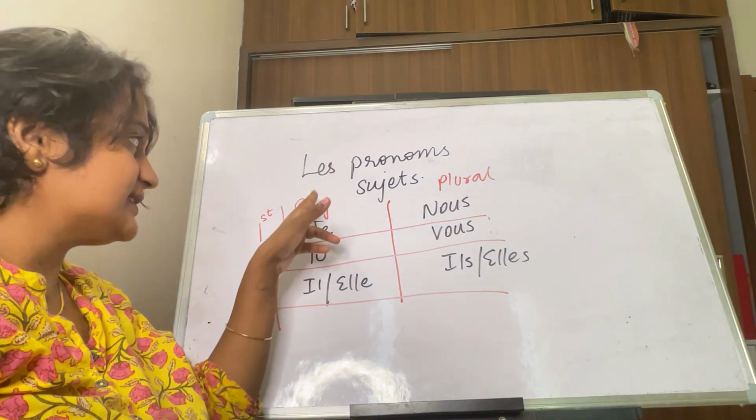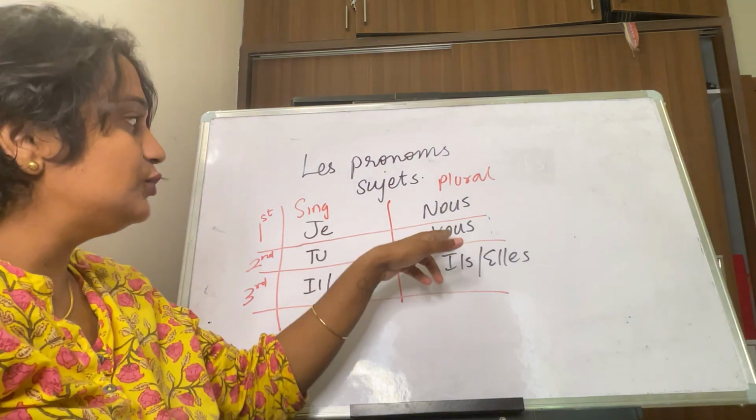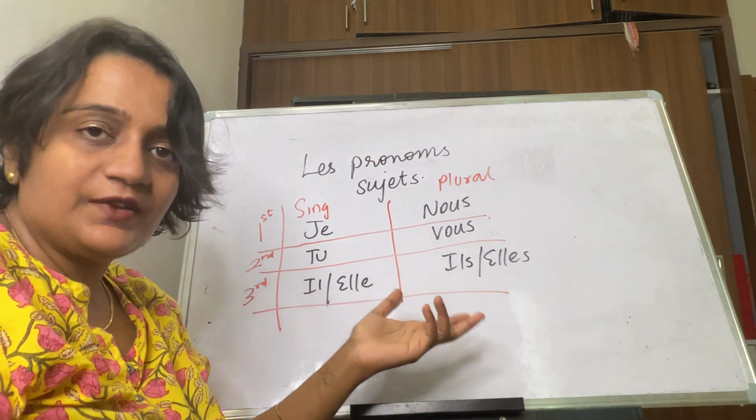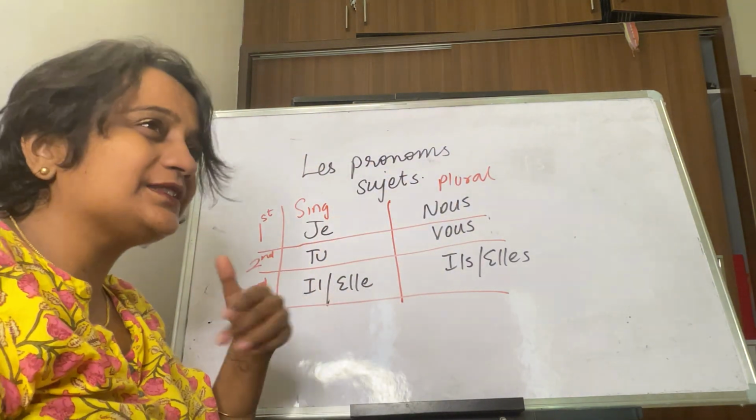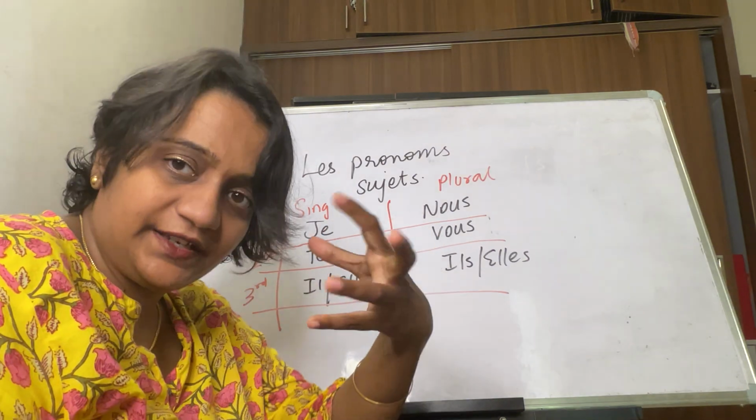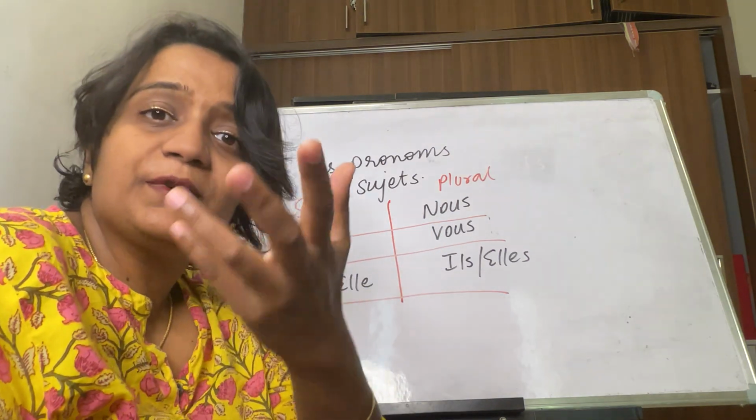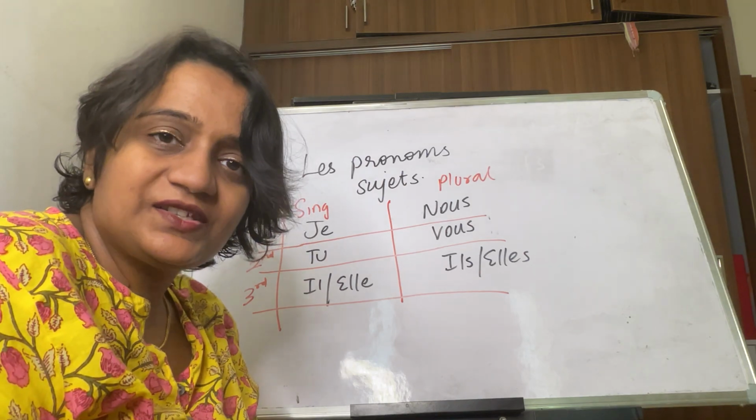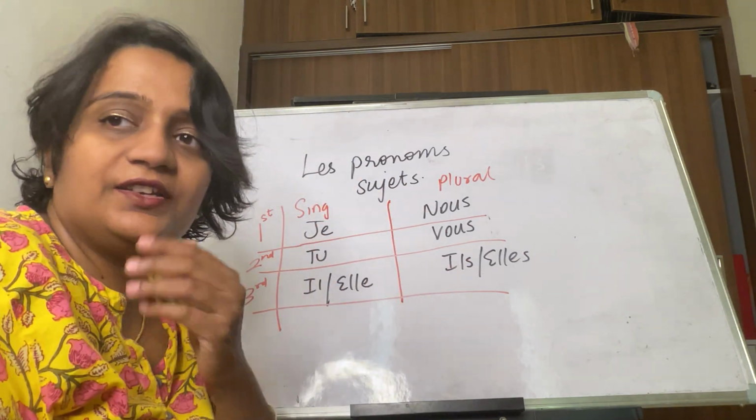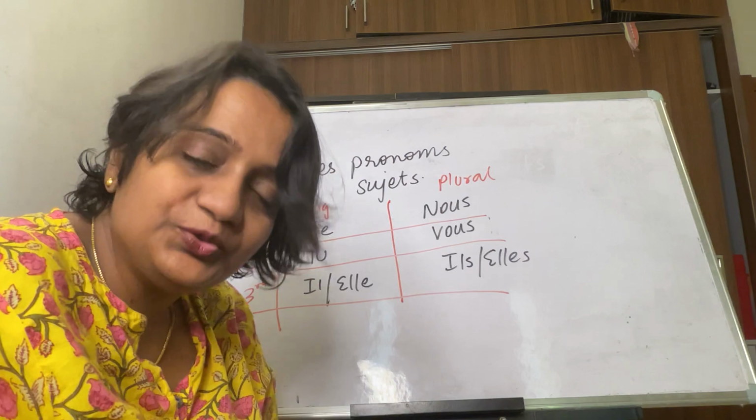We have tu, that's singular, and vous, that is plural as well as singular. So why do we call it second person? Because the speaker is not referring to himself or herself. He's talking to the person in front of them. So you're like you. In my case, I'd be talking to you.